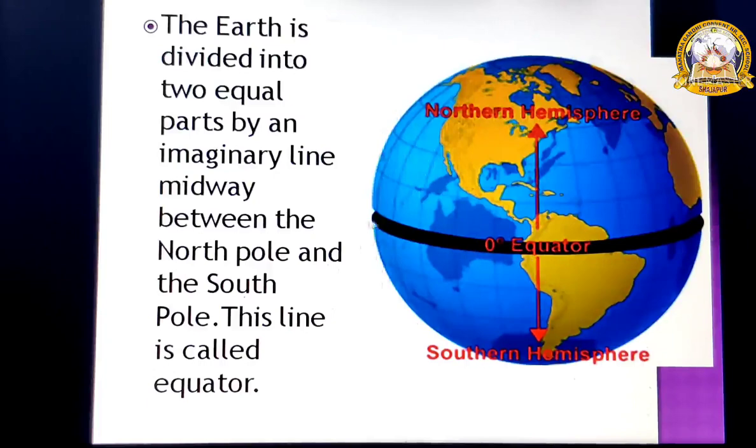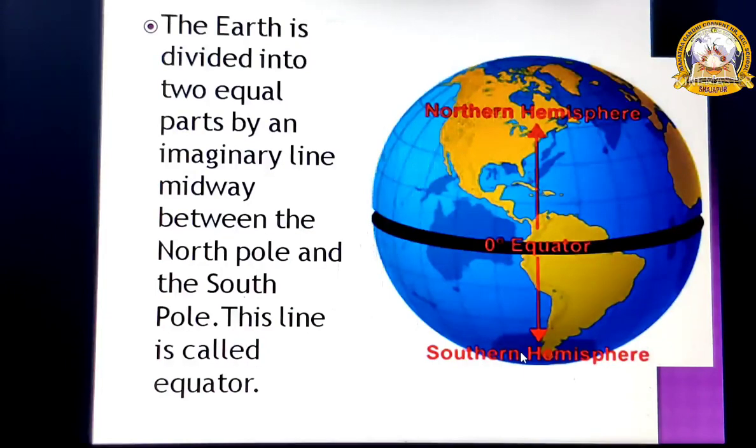Which is the longest parallel? The equator. It is the longest parallel. The part of the earth which lies above the equator, in the north, is known as the northern hemisphere. And the part of the earth which lies below the equator is known as the southern hemisphere. The upper part is the northern hemisphere and the lower part is the southern hemisphere.